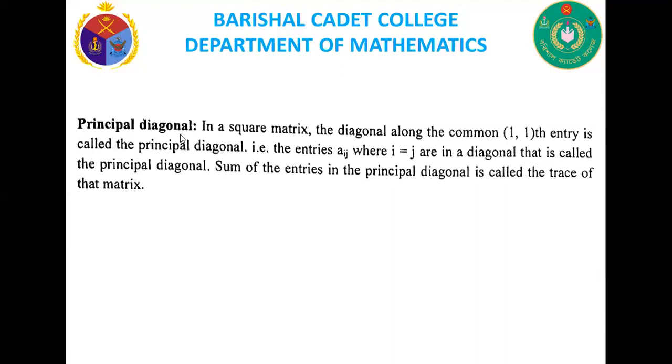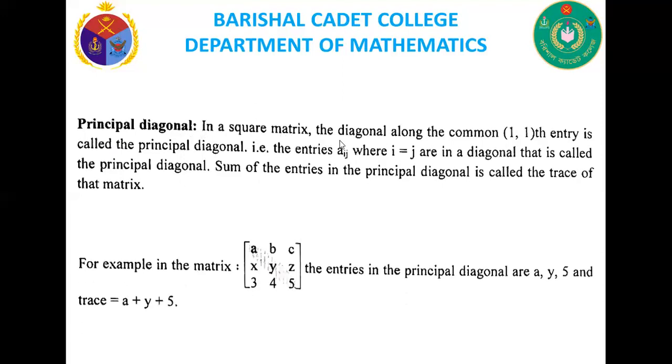Now, what is the principal diagonal? In a square matrix, the diagonal along the entries a_ij where i equals j is called the principal diagonal. The sum of the entries in the principal diagonal is called the trace of that matrix.